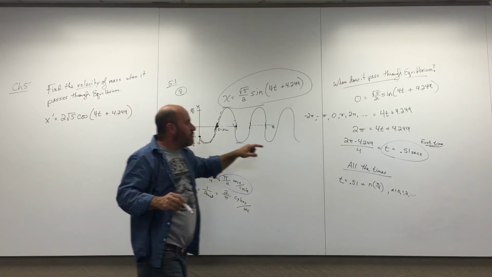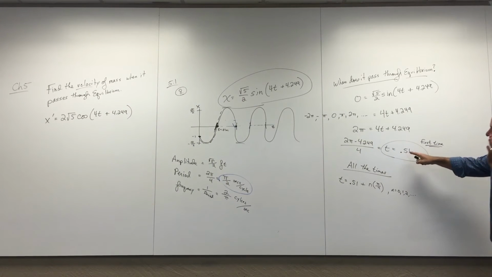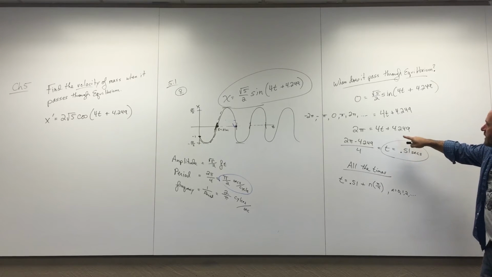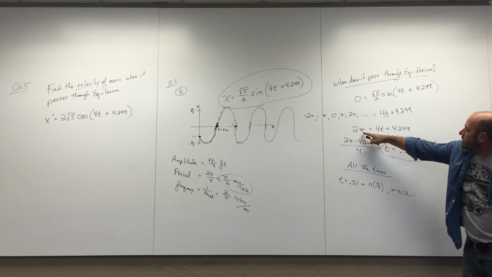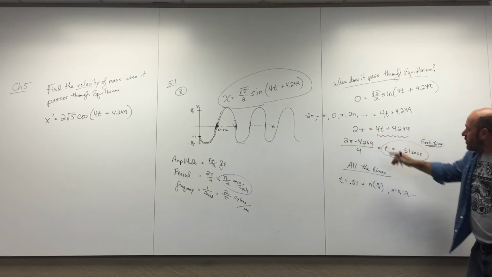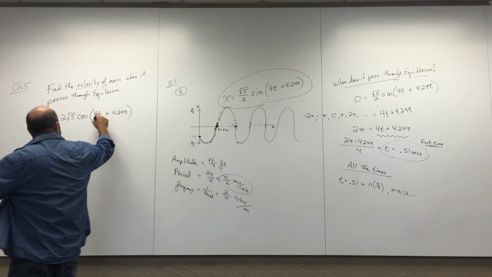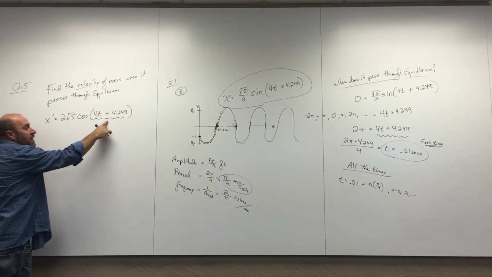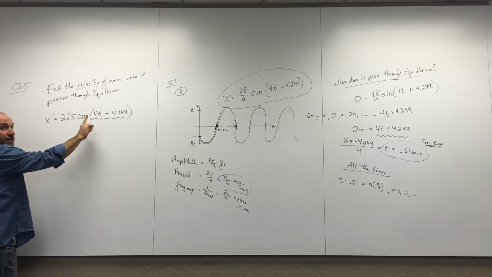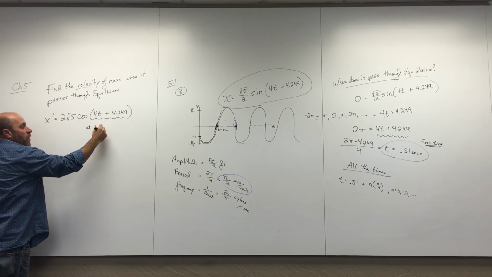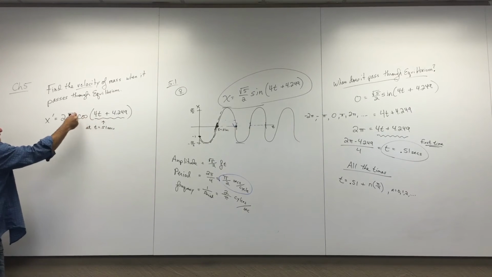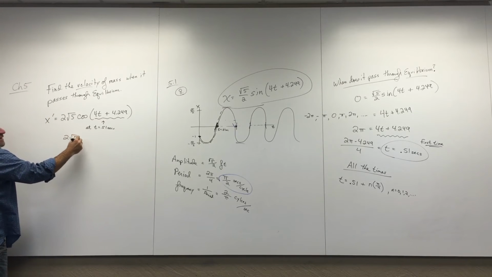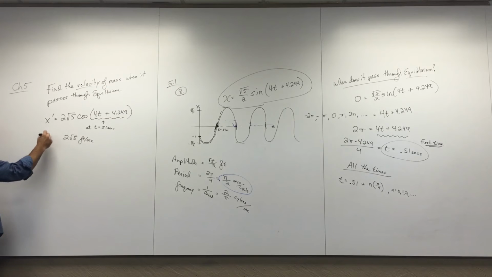Remember this little 0.51? This is the time when it passed through equilibrium. What did that do? It made this argument equal to 2 pi. So if I plug that time back in here, it's going to make this 2 pi. What's the cosine of 2 pi? 1. So at t equals 0.51 seconds, when you plug that time back in, it makes this a 1, and it gives this speed in feet per second. And it's positive.